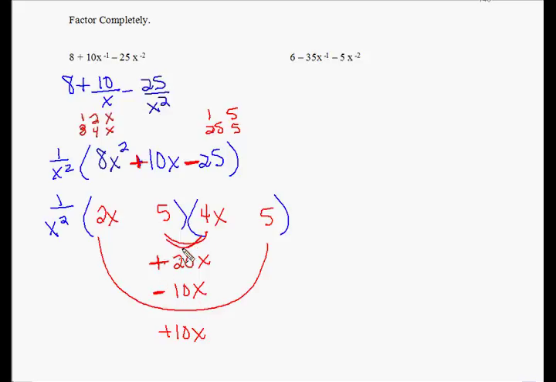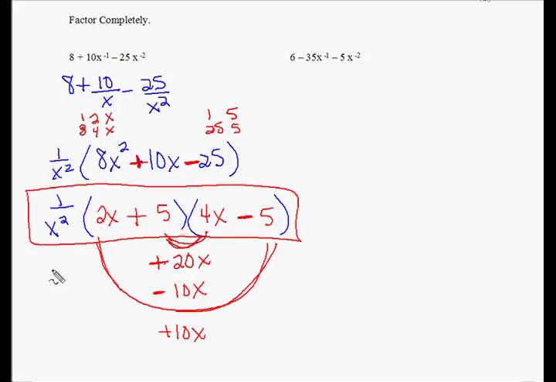This plus sign came from the little smile, so it goes in the first parenthesis, and the minus came from the big smile. That means it goes in the last parenthesis, and there we have our final answer in completely factored form. Here's another example where we have negative exponents.